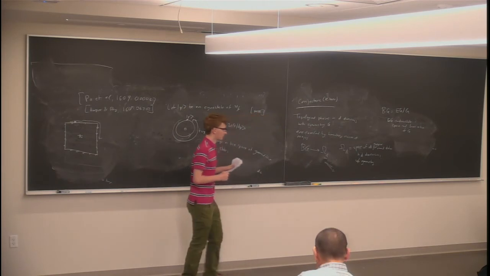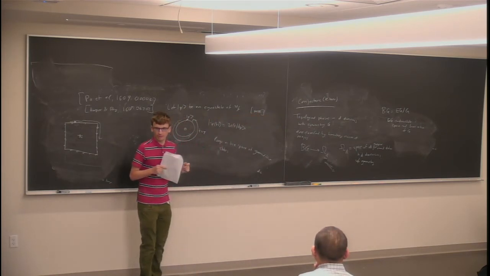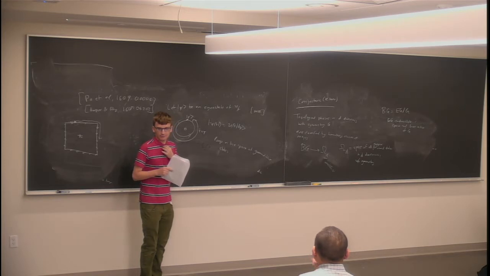Do you require it to be invertible or not? Doesn't have to be. Okay, I see. So Omega D is kind of like a topological order, and then this map gives you this topological order with symmetry.